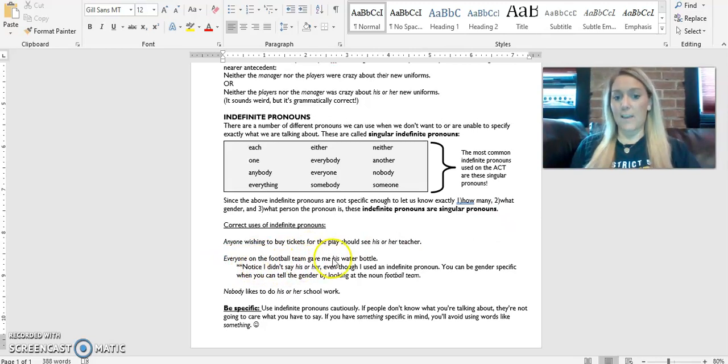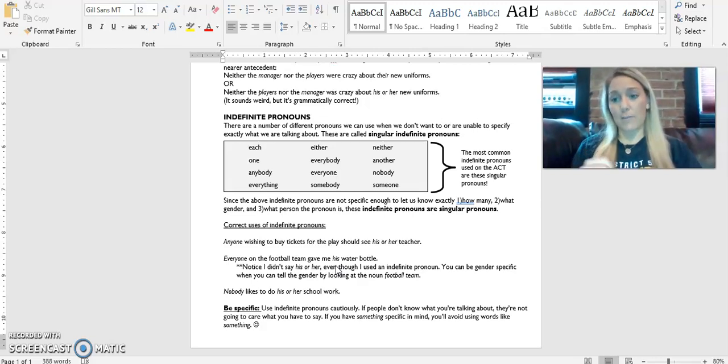Everyone on the football team gave me his water bottle. Everyone sounds like it would be plural, right? You're talking about everyone, but it's a singular indefinite pronoun. And when it's not specific, you need to use a singular pronoun to follow it. When the antecedent is not specific, and in this case, using this singular indefinite pronoun as your antecedent is not specific enough, that's why you have to use a singular pronoun to follow.